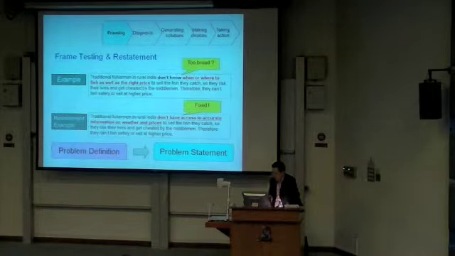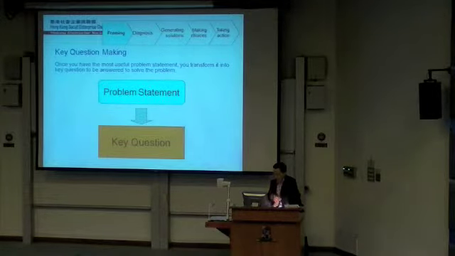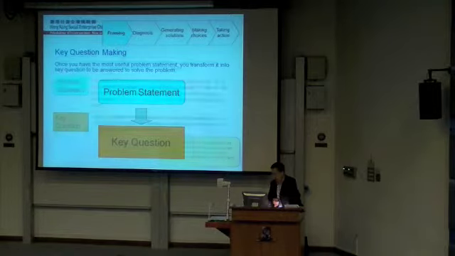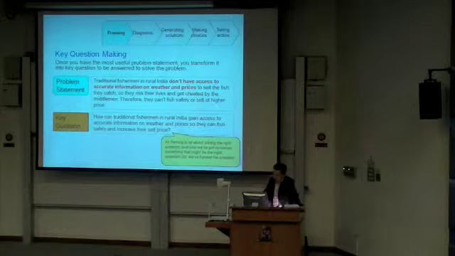So we fix the problem into a problem statement. Focus on the red line. Okay, you change the description. Then you identify, revise the problem statement, and then you can ask question. Once you have the most useful problem statement, then you transform it into key question to be answered to solve the problem. And traditional fishermen, they don't have access to accurate information on weather and prices.